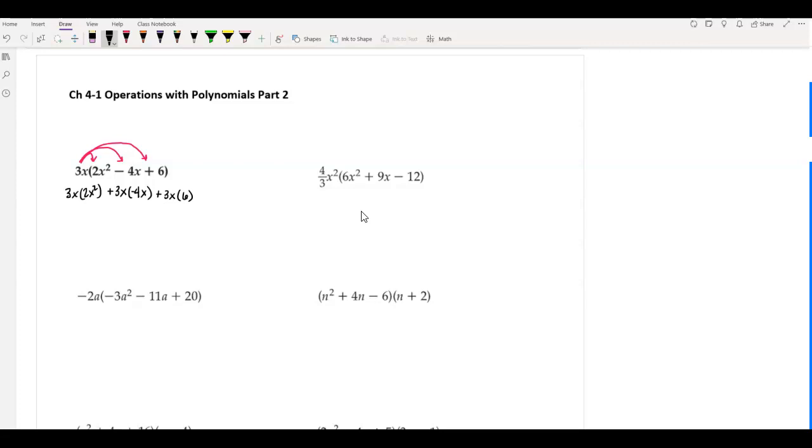So 3 times 2 gets us 6. I have 1x here, 2x here. Gets us 3 because we add the exponents of like bases. Now we have 3 times negative 4 gets us negative 12. I have an x here and an x here. They are being multiplied, so when we multiply like bases, we add.